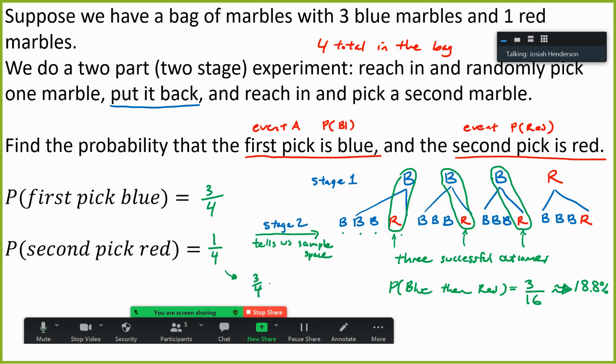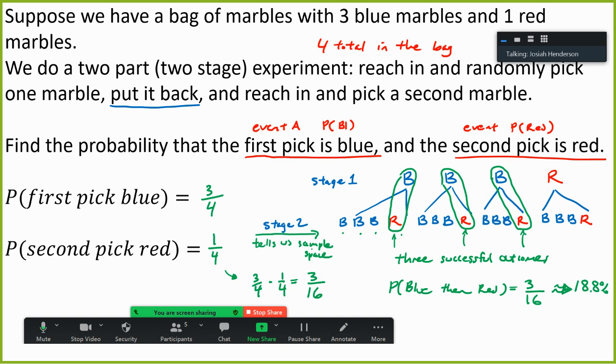3 over 4 times 1 over 4 gives us 3/16. 3 times 1 on top, 4 times 4 in the denominator. So it appears that if we know the separate probabilities, we can multiply them together to get that total 2-stage probability.